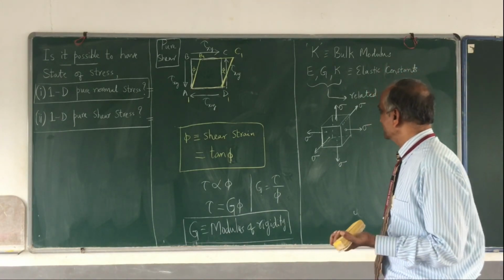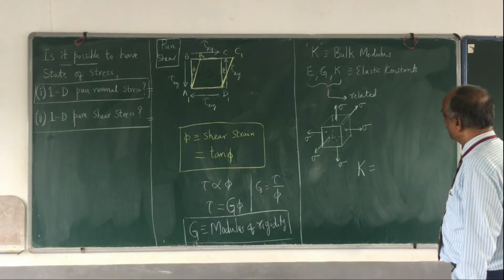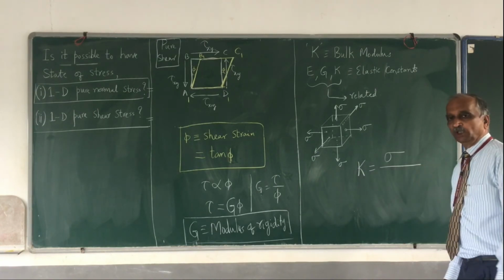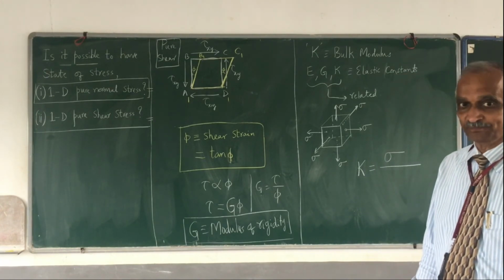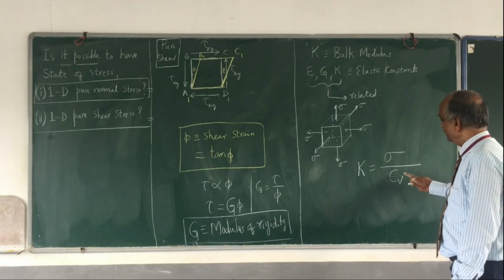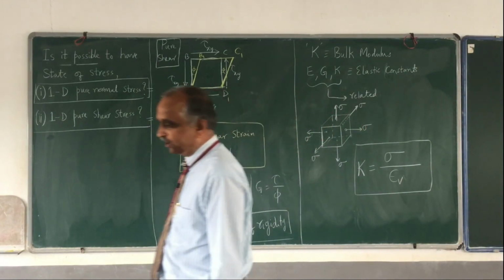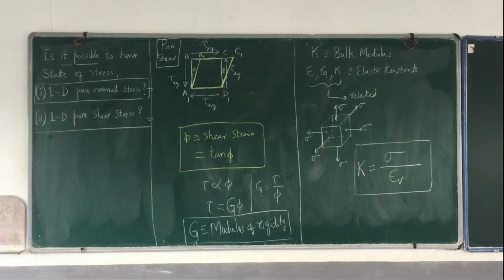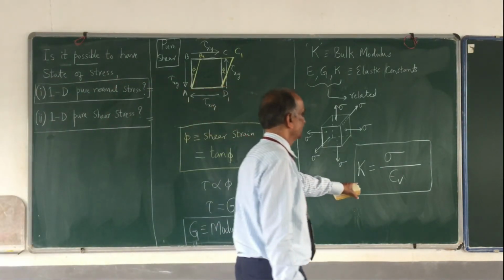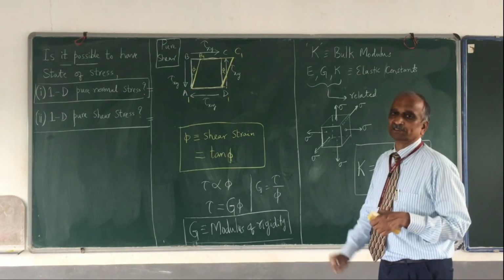Now I am in a position to define what is called bulk modulus. Bulk modulus is the ratio of the equal normal stress applied on the cube, divided by what? Divided by volumetric strain. This is called bulk modulus. Bulk modulus is the ratio of the equal normal stress applied on the cube to the volumetric strain of that cube. As I said, this also is a property of the material. And what is the relationship between E, G, K? That I will discuss in my next class.